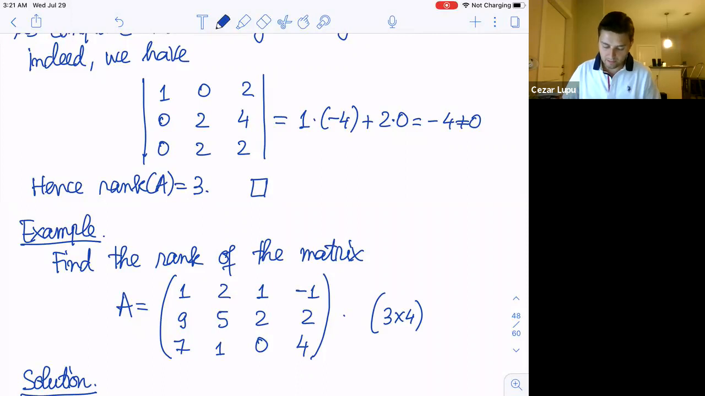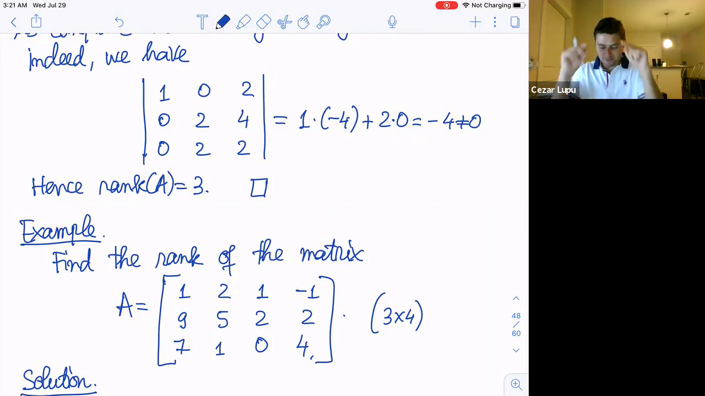Oh, I don't know how I... okay. I usually put them in brackets like this, not just parentheses. Probably I took it from some Romanian book because in Romania we usually put matrices in parentheses, not brackets.